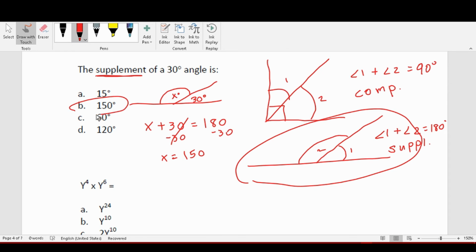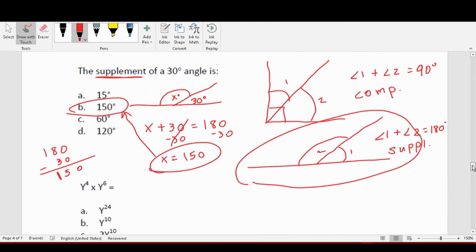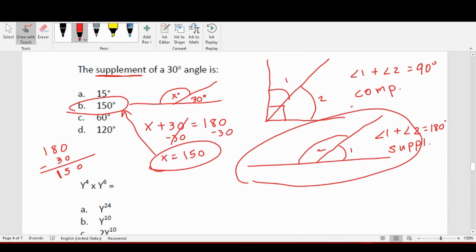is 150. Again, I did that mentally. If you want me to work it out, I will. Let me see. 180 minus 30. 0 minus 0 is 0. 8 minus 3 is 5. 1 minus nothing is just 1. So that's how we arrived at 150. Again, just know complementary angles add up to 90. Supplementary angles add up to 180.